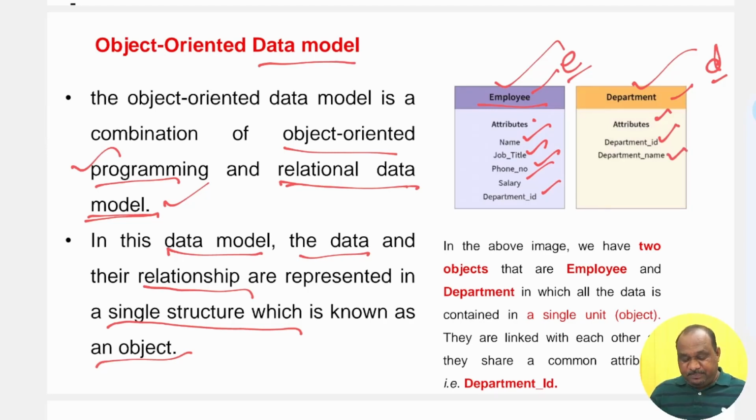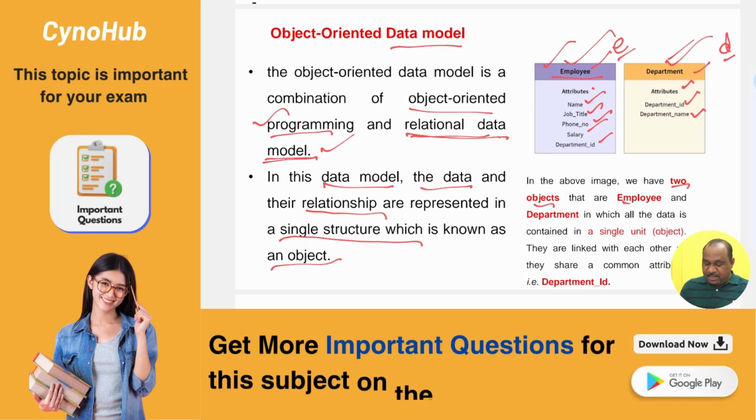So if you see, the previous relational model represents entire records, I mean tuples, in rows and columns. But in the object-oriented data model, the combination of object-oriented programming plus relational model is called your object-oriented data model. So in this, you can observe the objects are represented in this particular form. For every object, the attributes are defined. So the above image explains we have two objects, that is employee and departments, in which all the data is contained. That is a single unit, that is called your object.